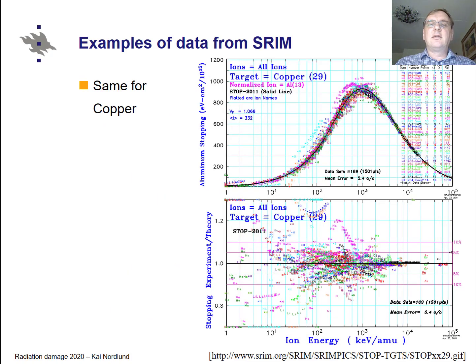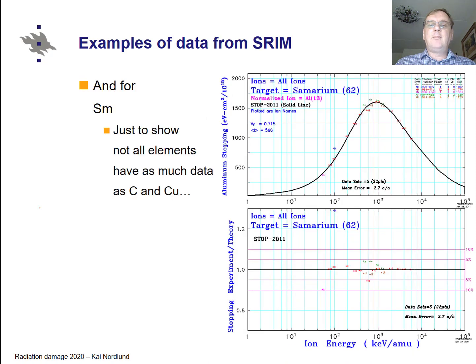Well, this is another example, for copper. You see that there is a huge amount of data available for copper, but not for every system. If I target samarium, which is of course a much less common material than copper or carbon, you see that there is also much less data available, basically just a few data points. But this solid line, the SRIM model, works for all cases.